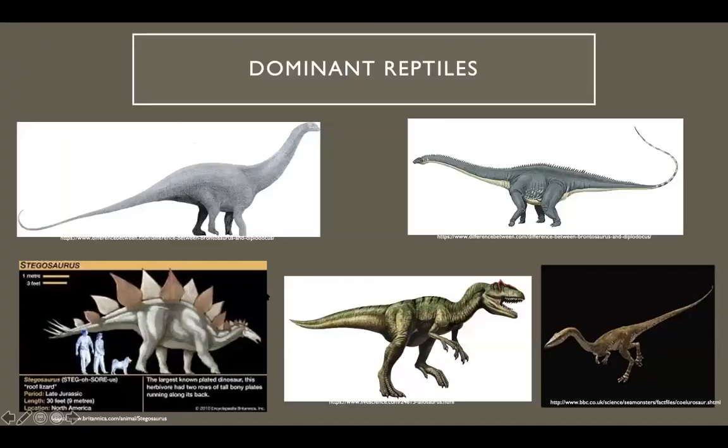So the dominant reptiles throughout the Jurassic. This is a Brachiosaurus, this is a Diplosaurus, and this is a Stegosaurus. And all three of these were herbivores, and you can see how large they were. And this is an Allosaurus, and this is a Coelosaurus, and they both were carnivores. So they would feed on things like the Brachiosaurus or the Stegosaurus.